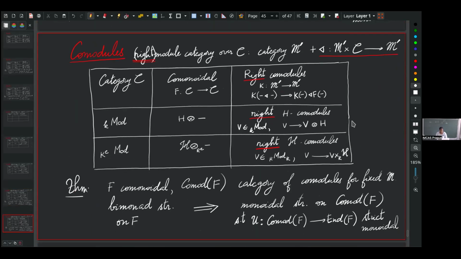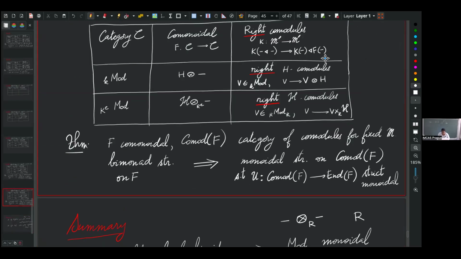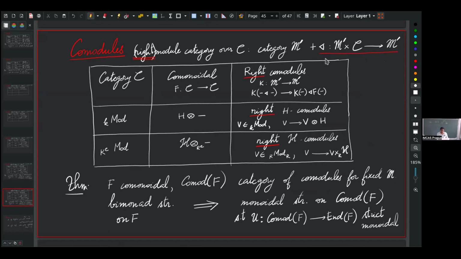Similarly, we can also define the notion of right comodules, where this time we use an action of the monoidal category on the right. And we still have the same result as we had previously. Strict monoidal means that we have an equality, not just an isomorphism.